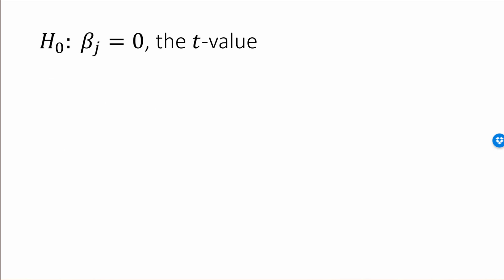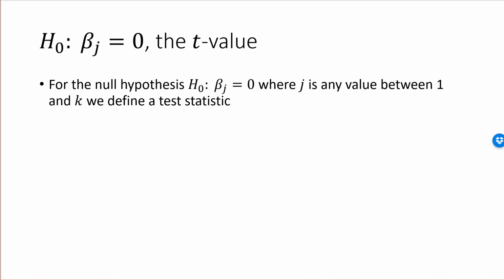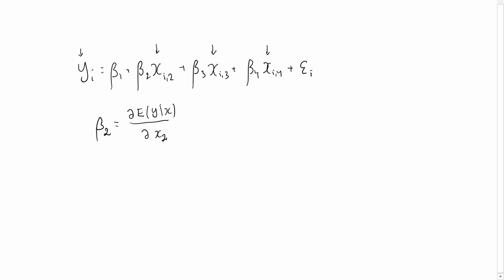It's beta j equal to 0, where j is one of these numbers from 1 through k, and we will begin by looking at the t-value. So this is the hypothesis, beta j equal to 0. As a concrete example, let's look at beta 2 equal to 0. If beta 2 is equal to 0, it means that x2 does not affect the expected result on the final exam when we keep x3 and x4 fixed.